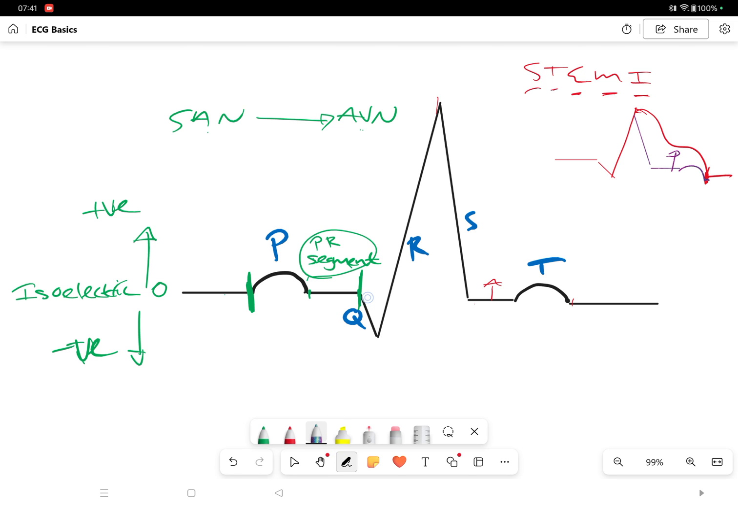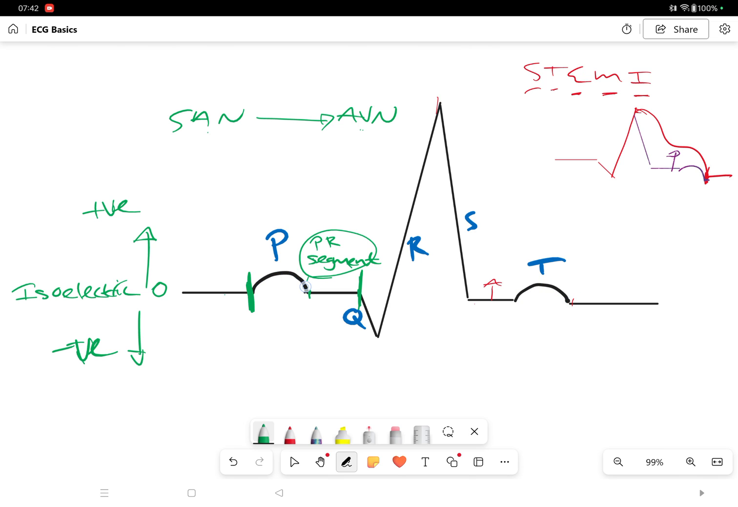What does the QRS complex represent? Sorry, I diverted a little bit. The QRS complex represents your ventricular depolarization, i.e. your ventricular systole, which is ventricular contraction, and your T wave represents your ventricular repolarization, i.e. ventricular diastole, when the ventricles are relaxing.